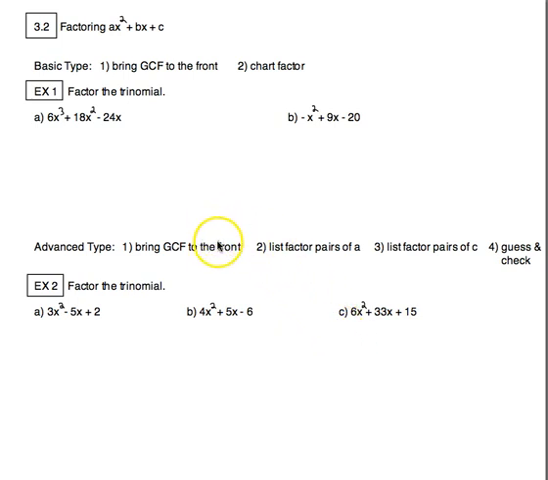So the steps that you're going to follow on the basic type are, number 1, bring the GCF to the front. We are going to factor out the greatest common factor. Then what's left, we are going to chart factor, just like we did in the last video. So, example 1, factor the trinomial. I've got 6x cubed plus 18x squared minus 24x.